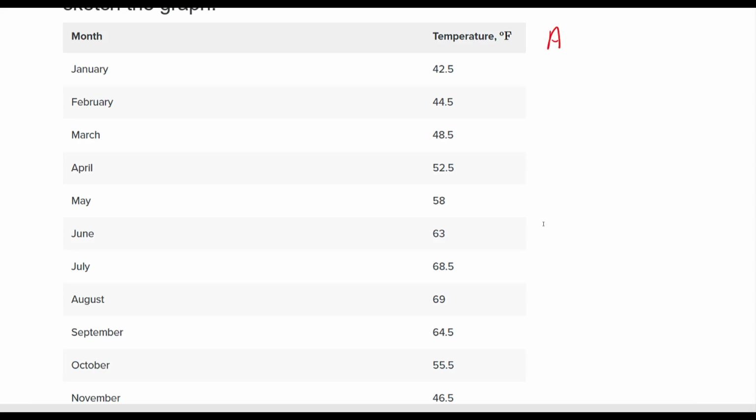So amplitude, I'm going to go to blue, equals 69 minus 42.5 divided by 2, because that's the whole range. And there'll be a center line, and so we would need half of it above, half of it below. And so for this, we get 13.25. That's our amplitude.